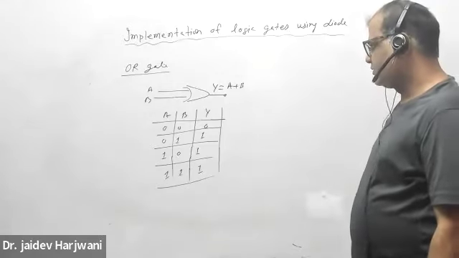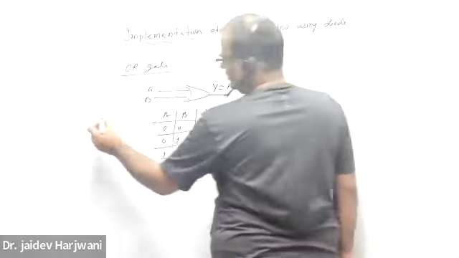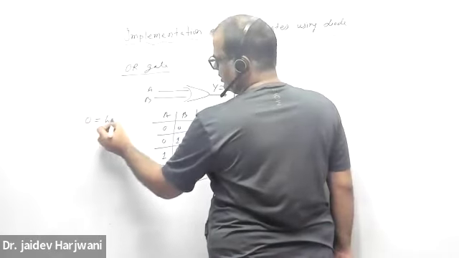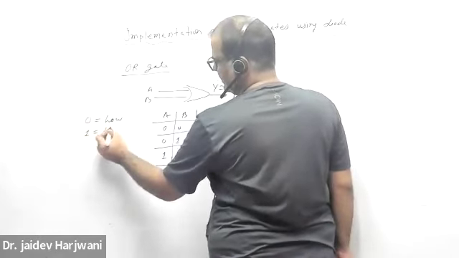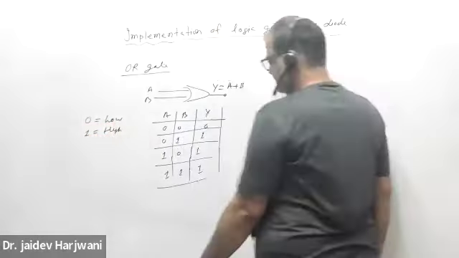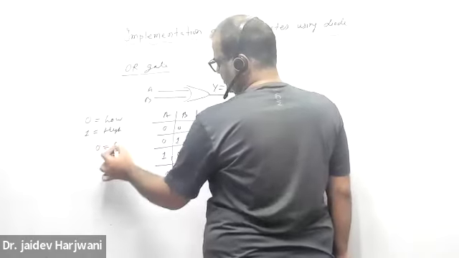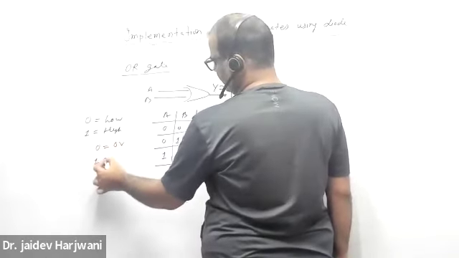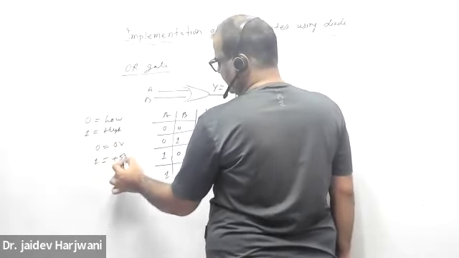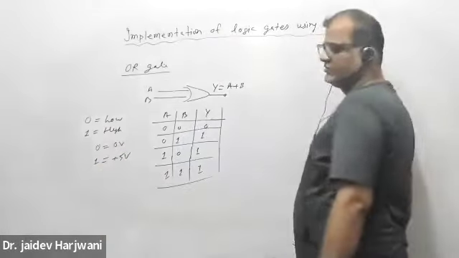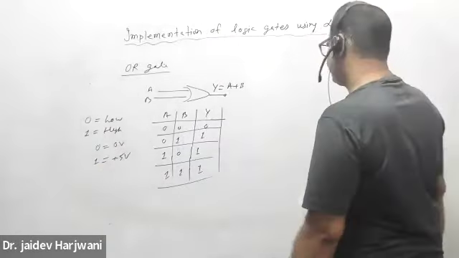Here 0 means low, 1 means high. High means high voltage. 0 means you can also say it is 0 volt, and 1 you can say represents 5 volt, or 10 volt, a high voltage.